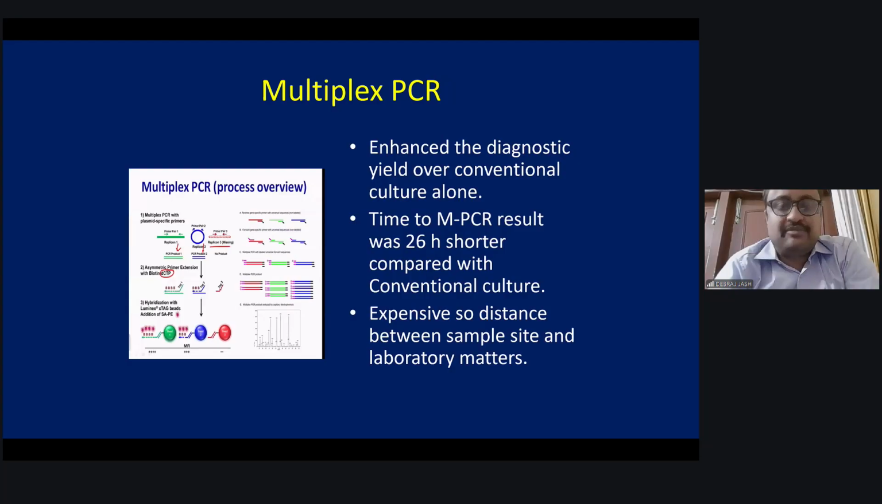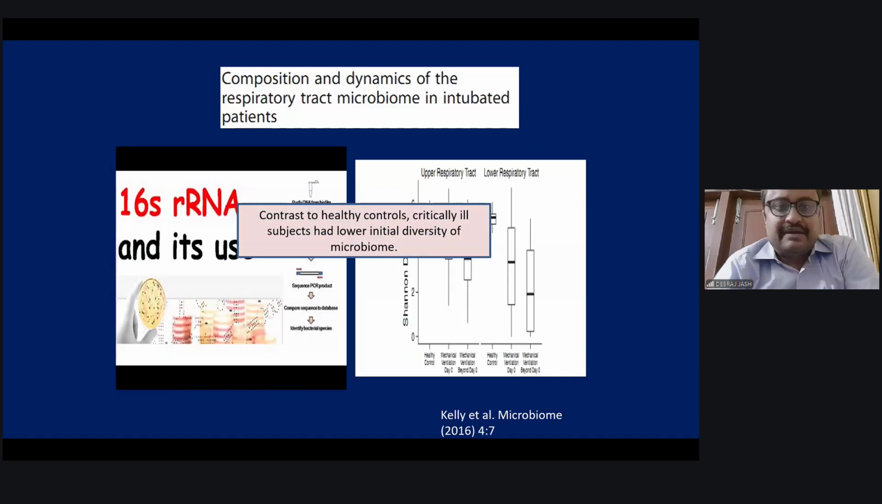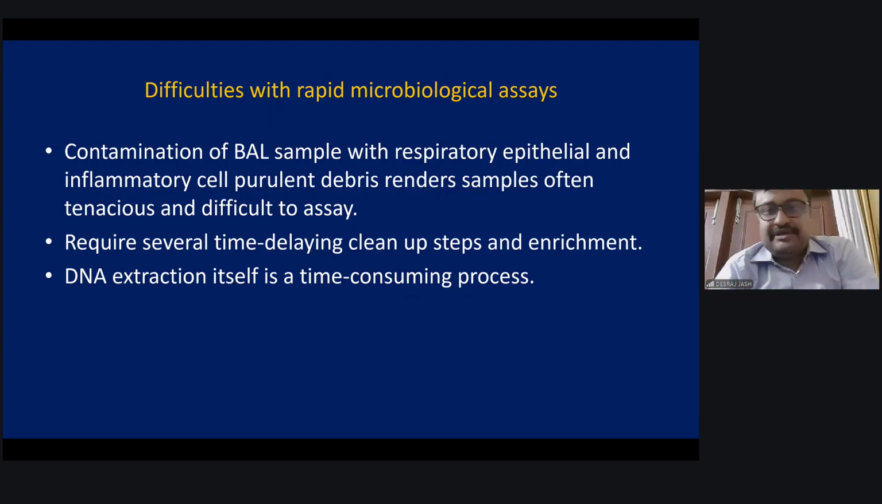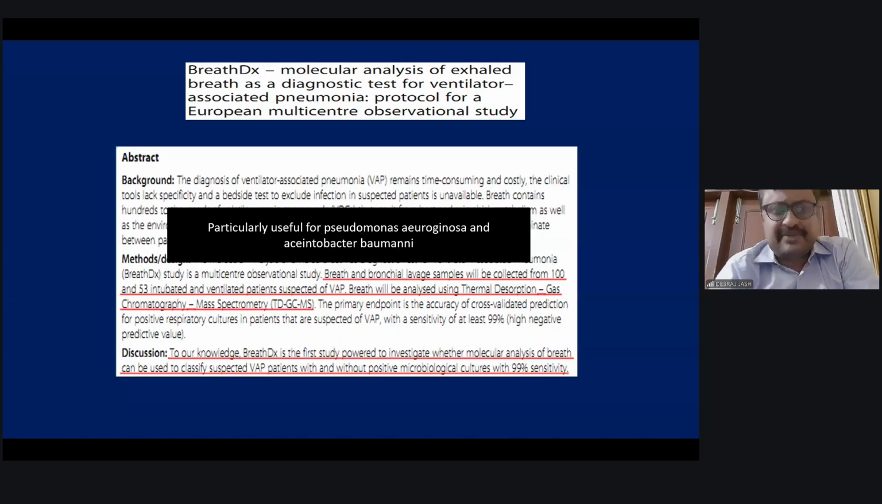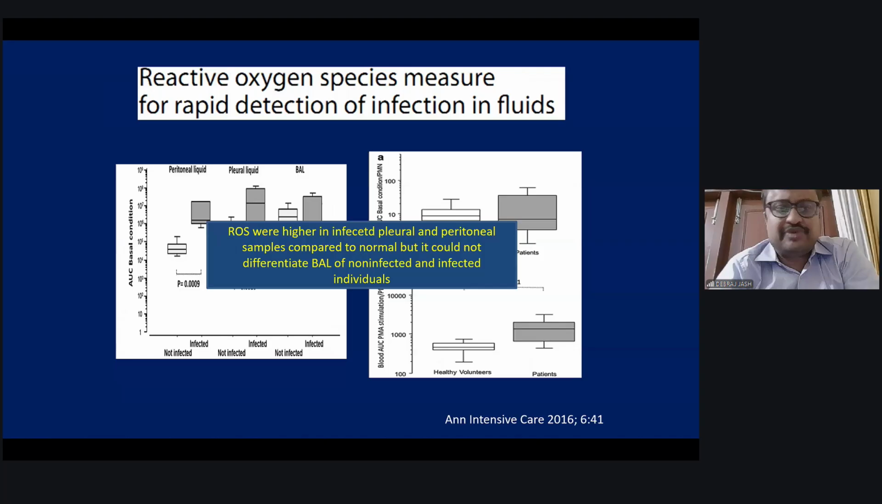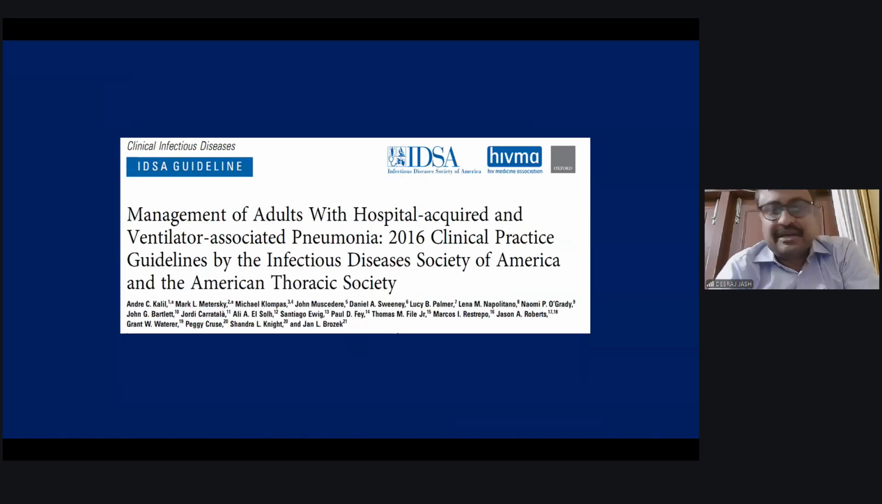Multiplex PCR time to result was 26 hours shorter compared with the conventional culture. It is expensive, so the distance between the sample site and the laboratory matters. The difficulty with all the rapid microbiological assays, as I told you, is that it is difficult to differentiate between colonization and culture. Breath TX and breath analysis are newer methods, but more for research purposes. Now, these are the aspects of diagnosis of ventilator associated pneumonia.